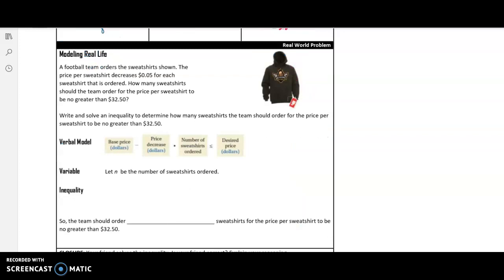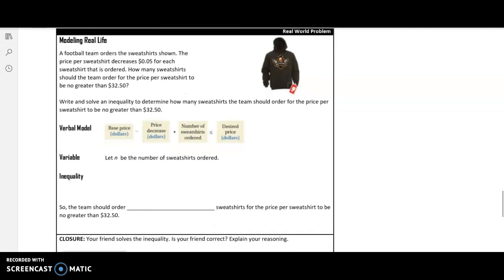All right, the football team orders sweatshirts. The price per sweatshirt decreases 5 cents for each sweatshirt that is ordered. How many sweatshirts should the team order for the price per sweatshirt to be no greater than $32.50? So we know that we want it to be no more than $32.50. So I need it to be less than all of that or equal to it.